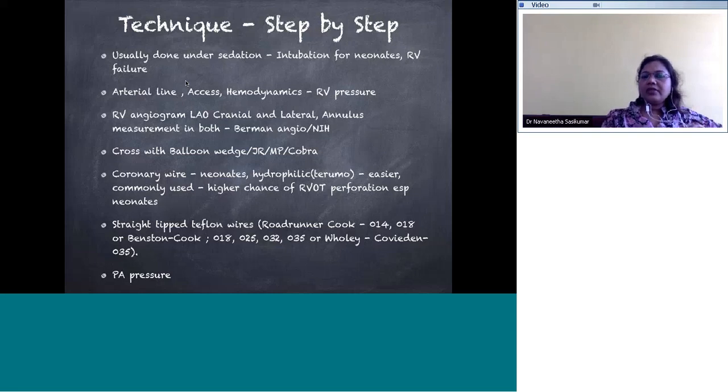The right ventricular angiogram is usually done with either an NIH catheter, which has multiple holes, or a Berman angiographic catheter, which is similar to the Swan-Ganz or the balloon wedge catheter, but doesn't have an end hole; it only has side holes. Then you can use the angiogram as a roadmap and cross the pulmonary valve, which is usually done with either a balloon wedge catheter, a right coronary catheter, a multi-purpose catheter, or a Cobra catheter.